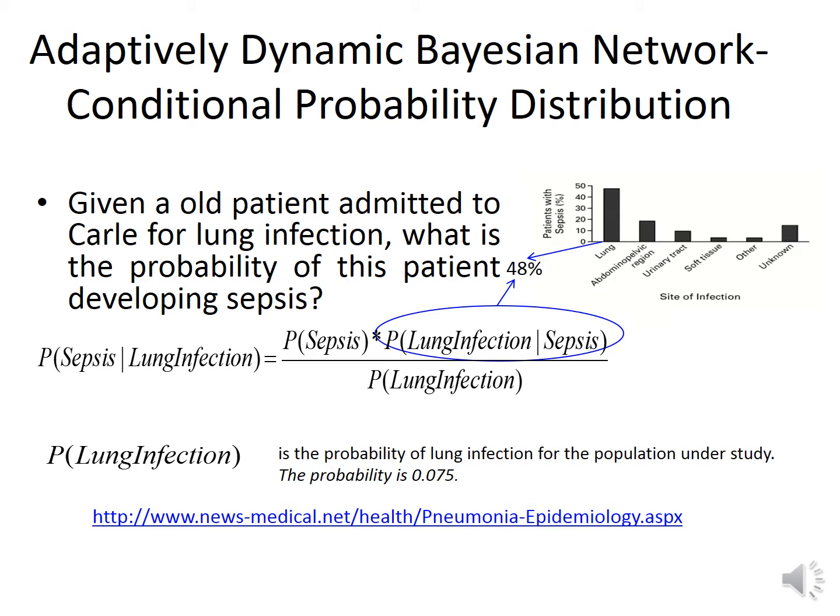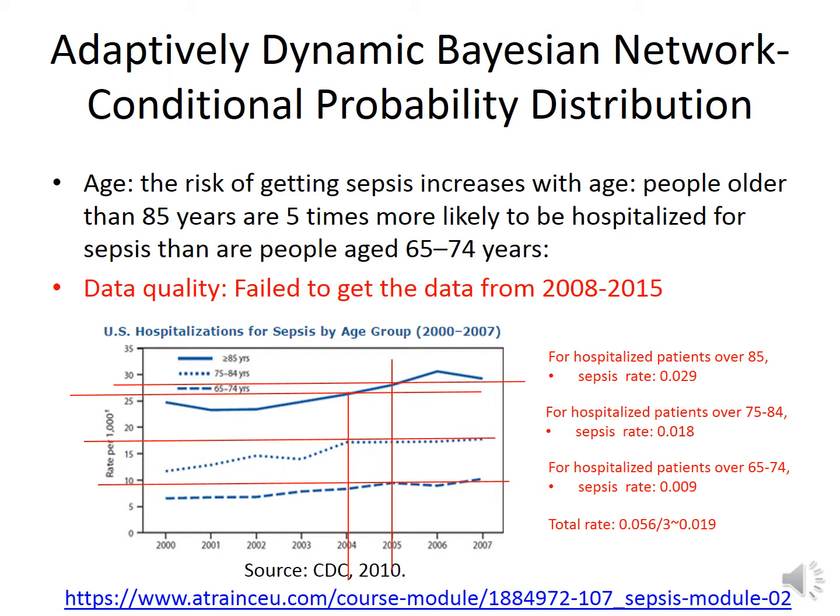And we can get those statistics from pathophysiological statistic surveys. For example, the probability of lung infection for the population under study is 0.075, and for all elderly people that have sepsis, we can get those statistics. For hospitalized patients over 85, the sepsis rate is 0.029, and for other ages, we can also get those kinds of statistics. Those statistics may be incorrect, but do not worry, this is just the initial probability.